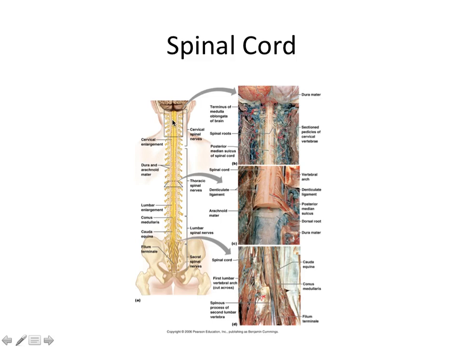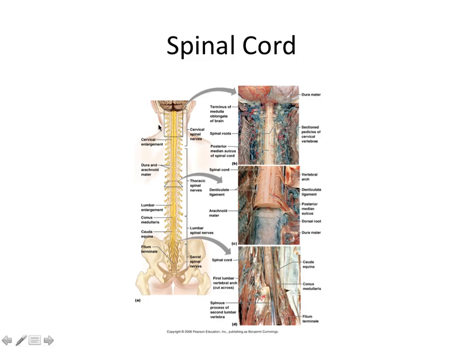The spinal cord consists of four parts. We can separate the spinal cord into four parts. These are the cervical spinal cord, the thoracic spinal cord, the lumbar spinal cord, and the sacral spinal cord.